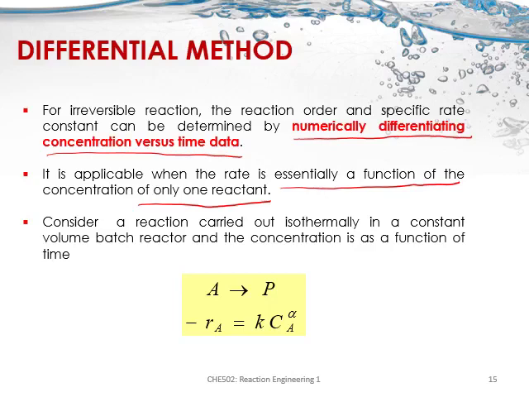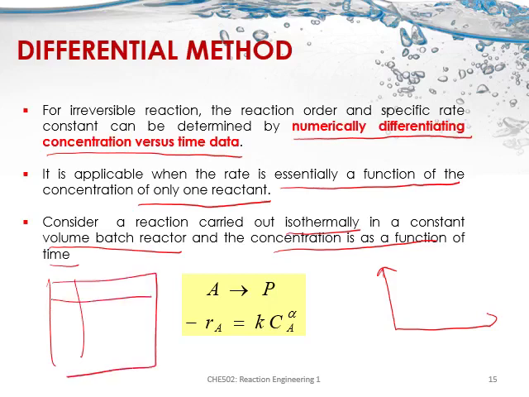Consider a reaction carried out isothermally in a constant volume batch reactor, where the concentration is a function of time. So basically the raw data will be time and concentration. Because it's batch, let's say you have 0, 1, 2, 3, 4, 5 minutes, and then you need to measure the concentration at the respective times. Then you may analyze it using the differential method.